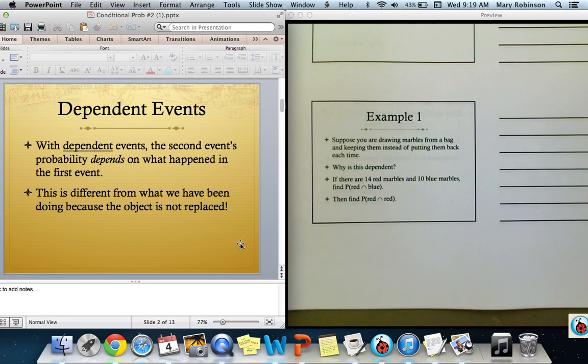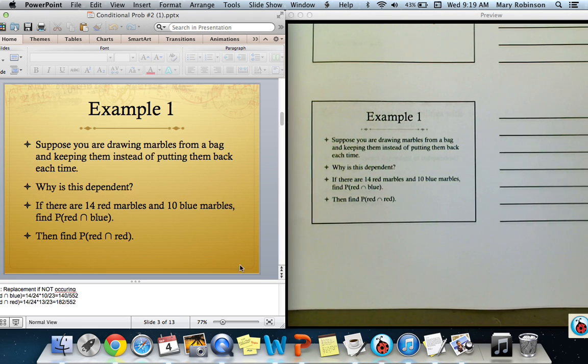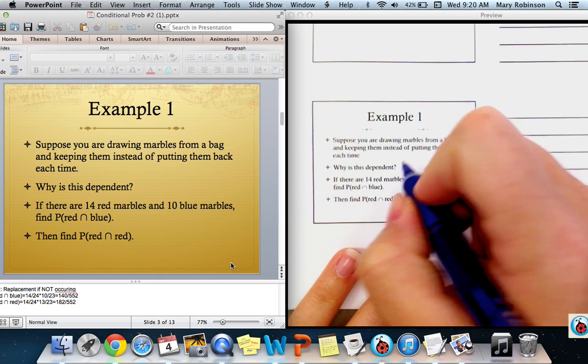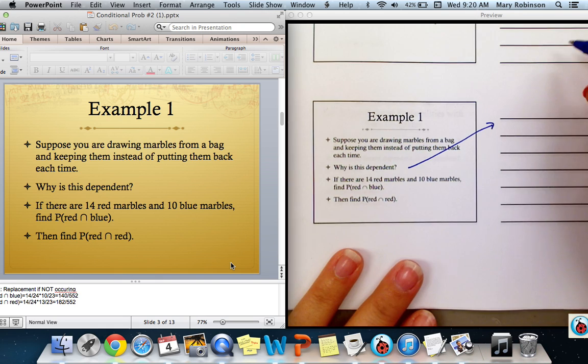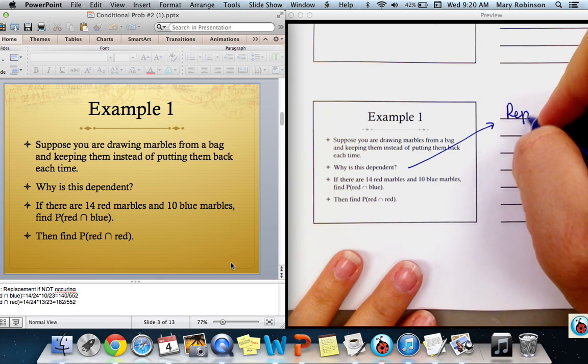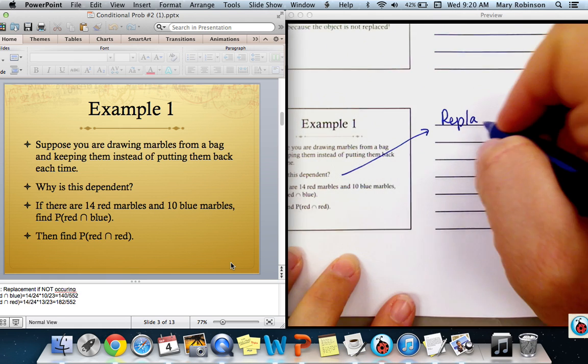So the first example. Let's say we are drawing marbles from a bag and we're keeping them instead of putting them back each time. So why is this dependent? Well, this is going to be dependent because replacement is not occurring.